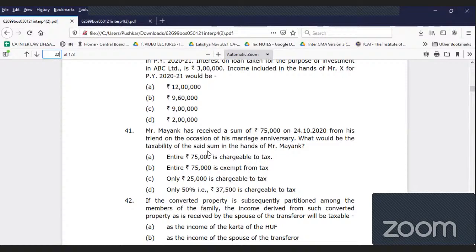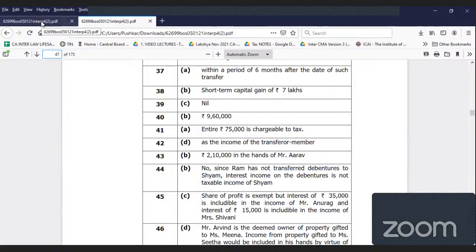चलो करो. Question 41. Mr. Mayank has received a sum of rupees 75,000 on 24th October 2020 from his friend on the occasion of his marriage anniversary. टैक्सेबल. Taxable entirely. एंटायर बच्चों टैक्सेबल, ऑल ऑफ यू. Yes. टैक्सेबल एग्जाम 25,000 ओनली, 50% पूरा टैक्सेबल 75. ऑप्शन ए 41 ए. एंटायर 75,000 टैक्सेबल. चलो गुड.